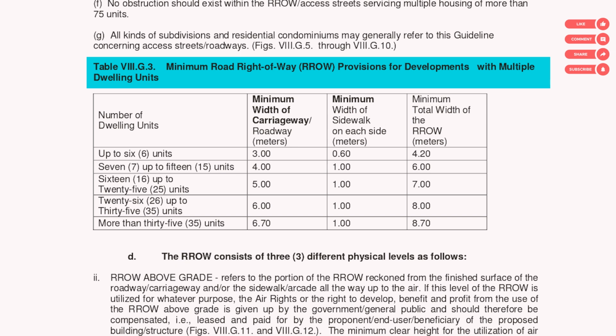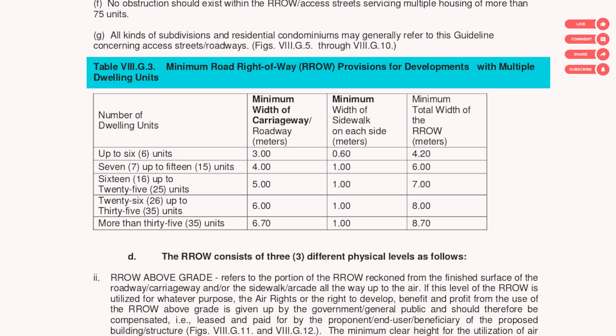Sometimes you have to have a 4 meter wide access road, 5 meters, 6, 6.7. This is dependent on how many houses or how many dwelling units the access road will be serving. The more dwelling units it will be serving, the wider the access road should be, which makes sense. Okay? To be more specific, the minimum of 3 meters is only good for 6 dwelling units. If it's serving 6 dwelling units or less, then sure, why not? You can stick to 3 if you want.